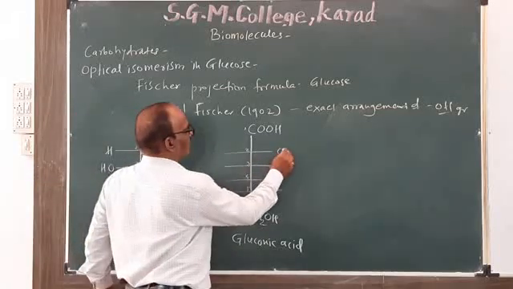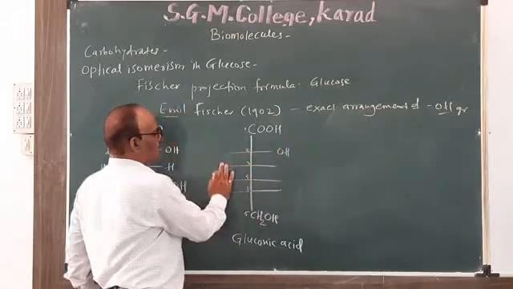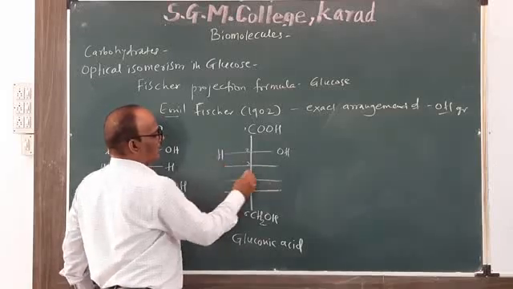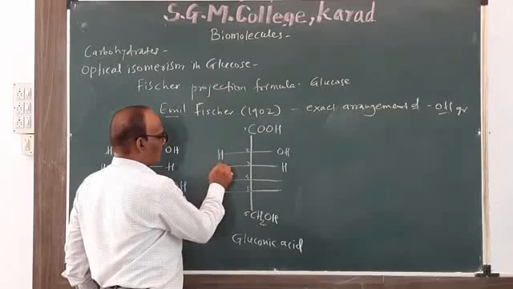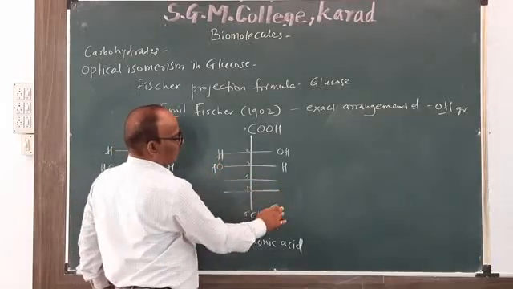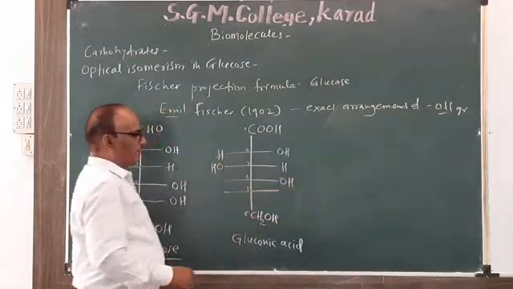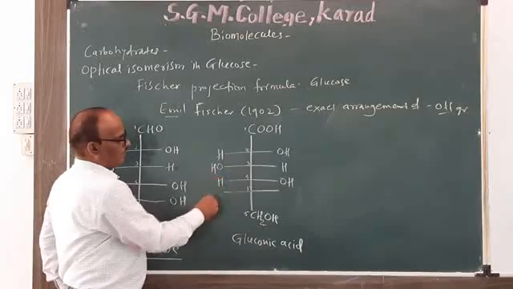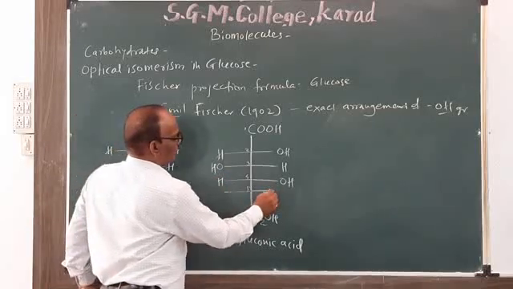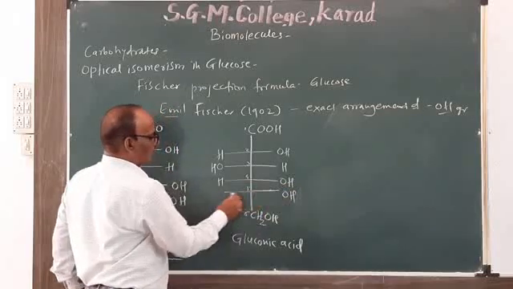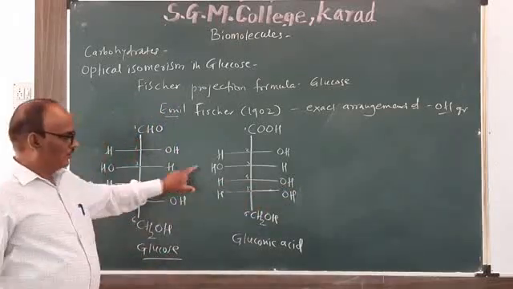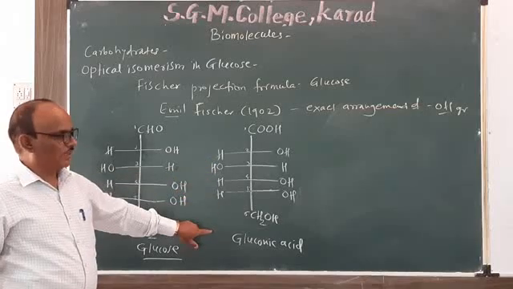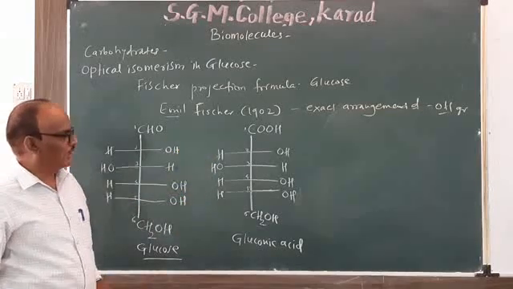So at carbon number 2, OH on RHS, H on LHS. Carbon number 3, H on RHS, OH on LHS. At carbon number 4, OH on RHS, H on LHS. Similarly, at carbon number 5, OH on RHS and H on LHS. So this formula represents the gluconic acid Fisher projection formula.